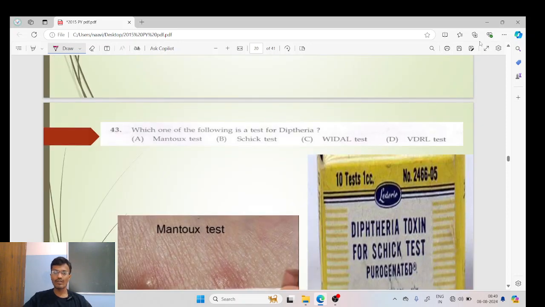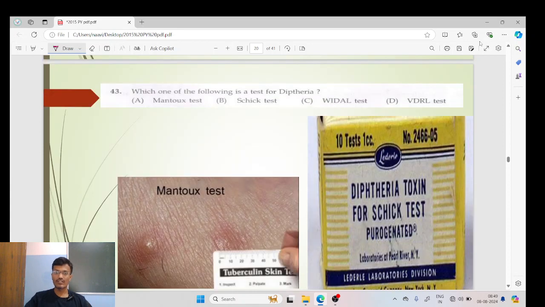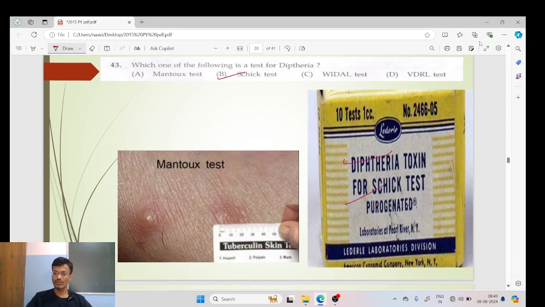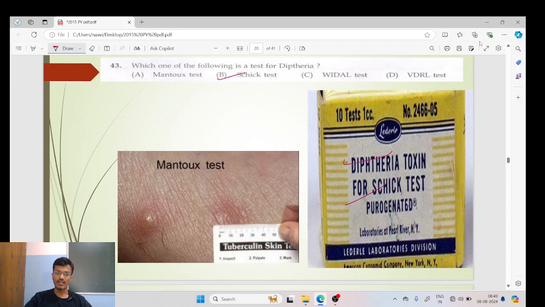Which one of the following is a test for diphtheria? That is the Schick test. This is the test for diphtheria. And one more test is the Mantoux test. This is the tuberculin test, the TB test. With the help of an injection, they will take a sample from this. Vidal test is for typhoid. VDRL test is for syphilis.